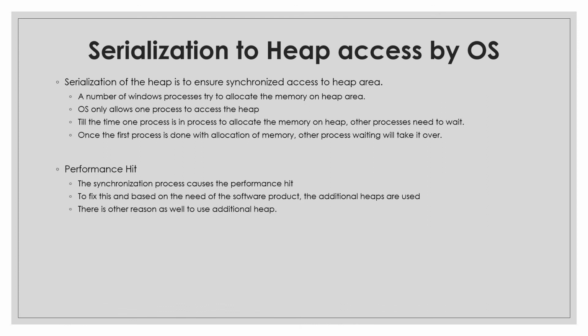Now, this process of synchronizing the access to the heap area causes some performance hit. It impacts the performance. To fix this, and based on the need of the software product that you are developing, additional heaps, the private heaps that you want to use for a particular purpose, can be created. The APIs have been provided by the Windows operating system. We will see in the coming videos how to use them programmatically. Apart from this, there are other reasons as well to use additional heaps, and we will discuss that in coming videos as well.